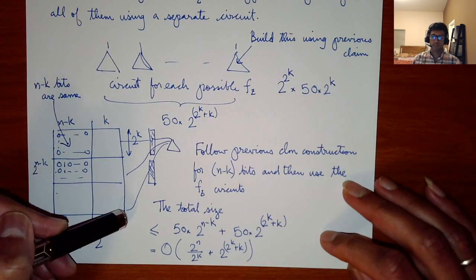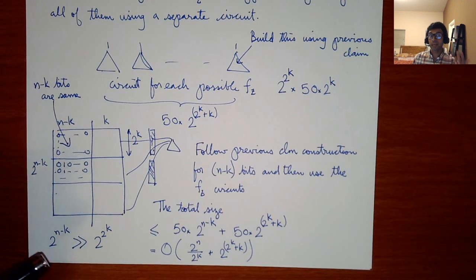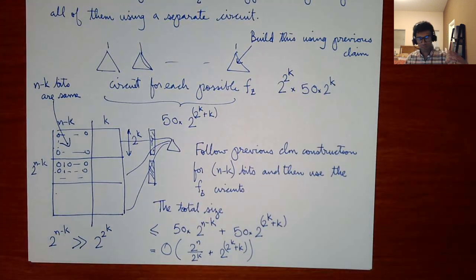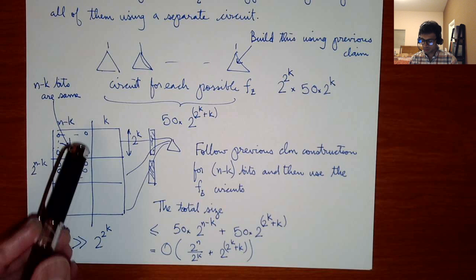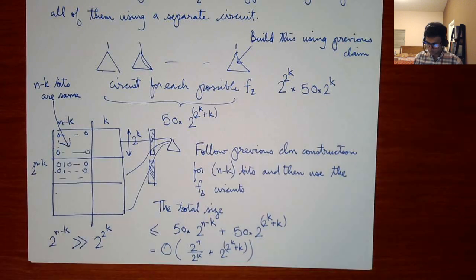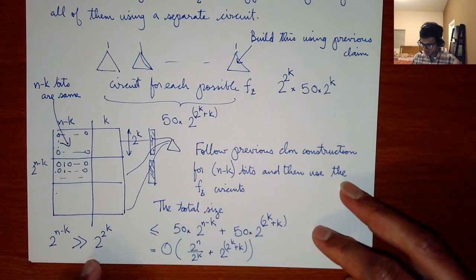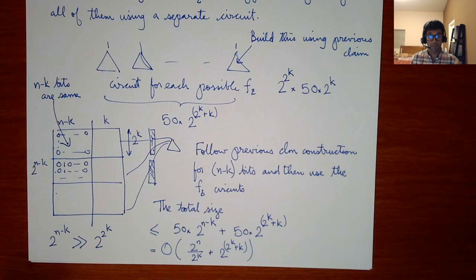But now you're being a little careful. You can also think of it like dynamic programming. Once you store the solutions for the sub-problems, you reuse them. In the previous construction, you were recomputing them with a separate circuit, and here you're reusing them. But you have to be careful. You have to choose the k carefully so that you get a benefit.